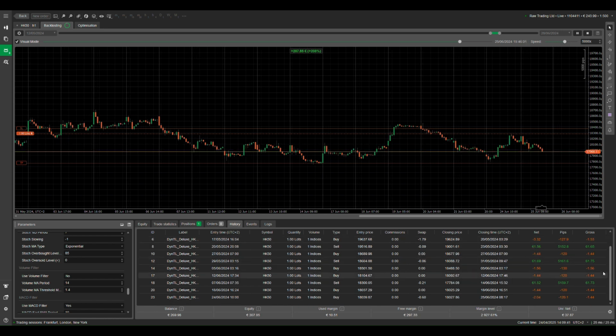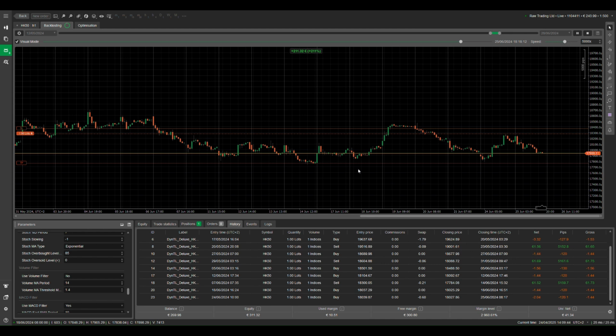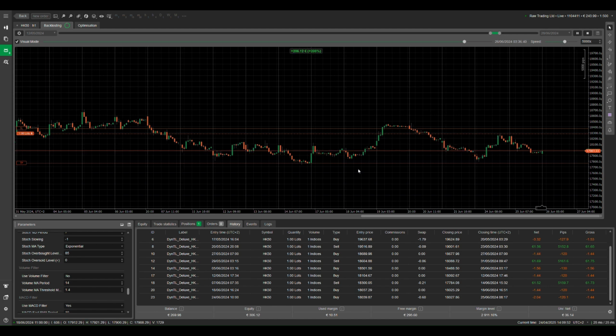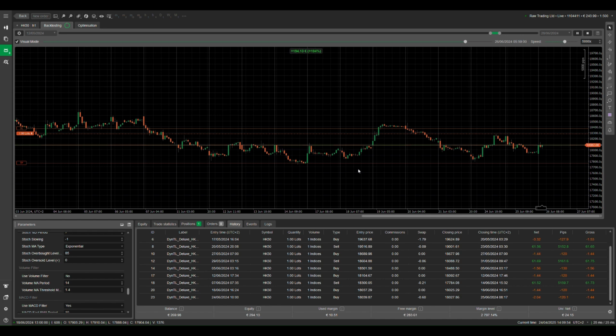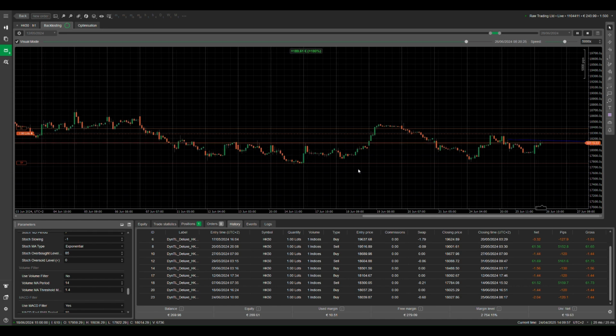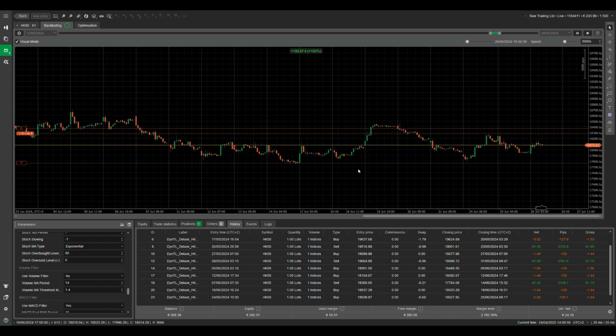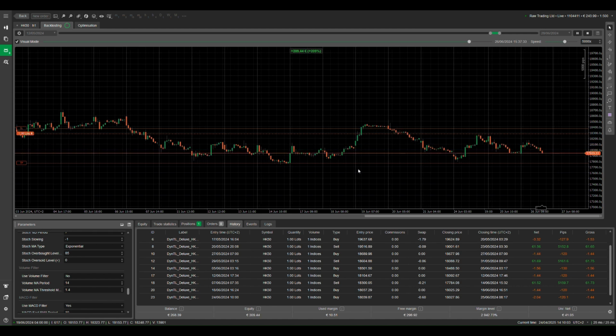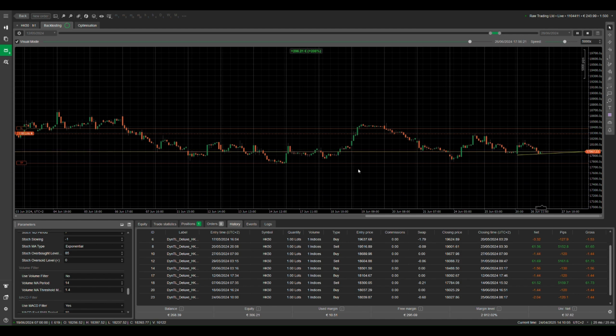TS mode. Description: selects the method for calculating the trailing stop distance. Fixed pips, trails by a constant number of pips set in TS distance, fixed pips. ATR, trails by a distance calculated from the current ATR value multiplied by TS ATR multiplier. Default, fixed pips.